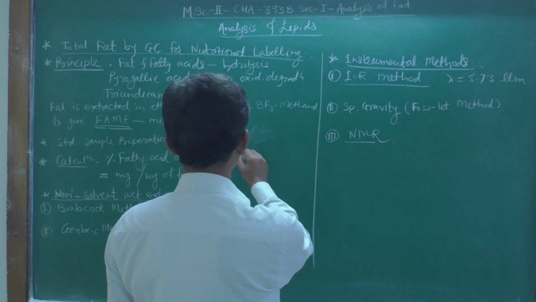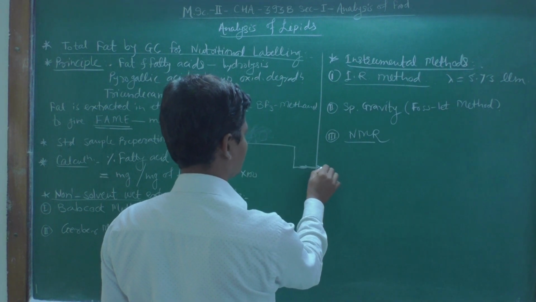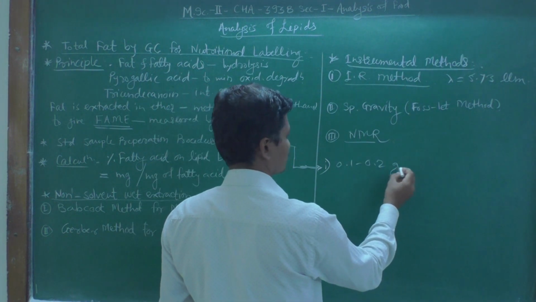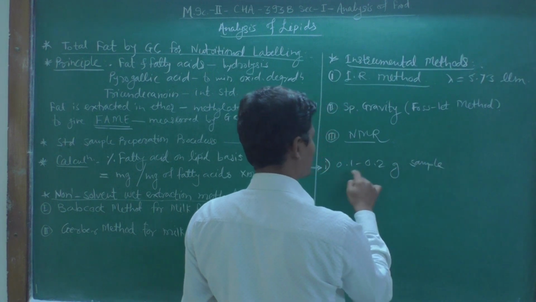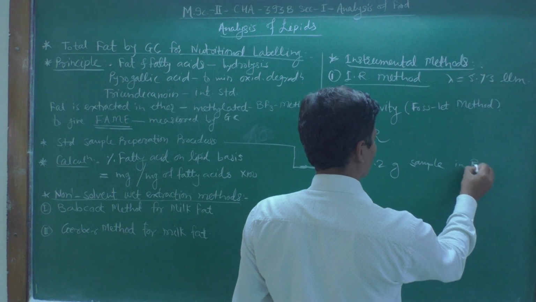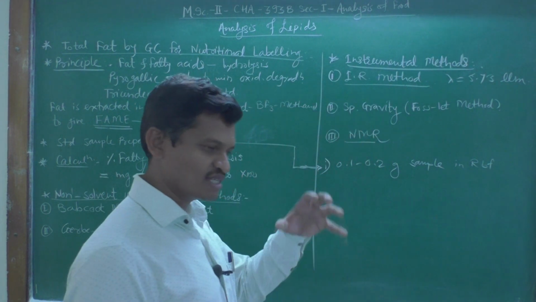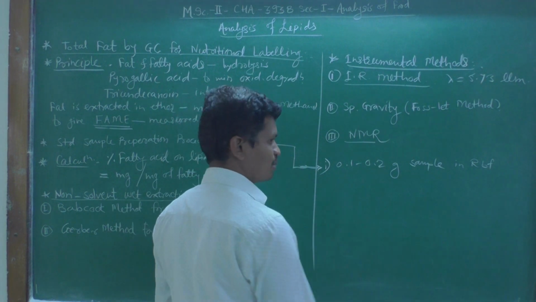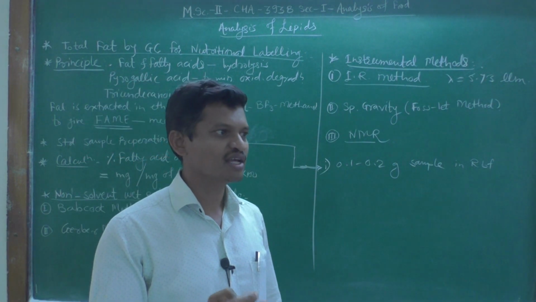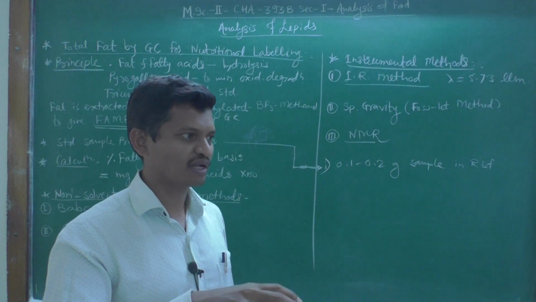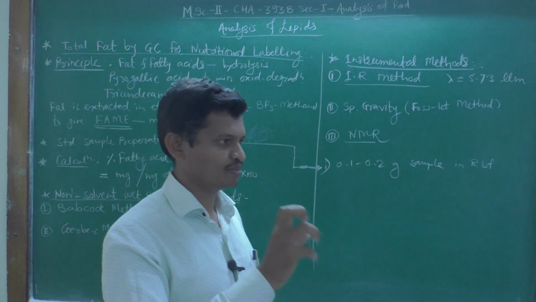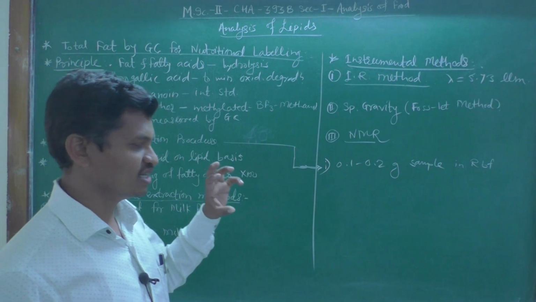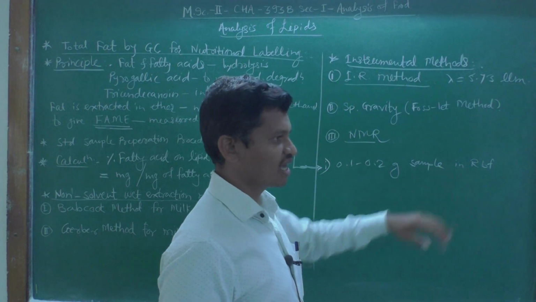First of all, weigh accurately either 0.1 or 0.2 gram of that sample in a round bottom flask. The assembly is set up accordingly. If the sample is in liquid state, then you can use hexane as a solvent and dissolve the fat content which is obtained by the hydrolysis. Then dissolve it in hexane and transfer it to a round bottom flask.